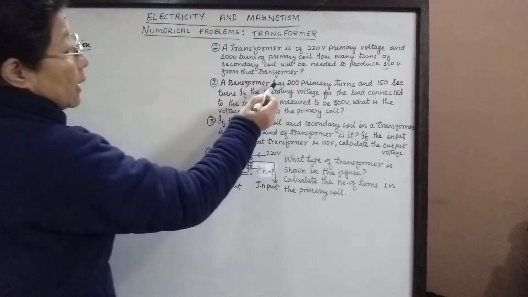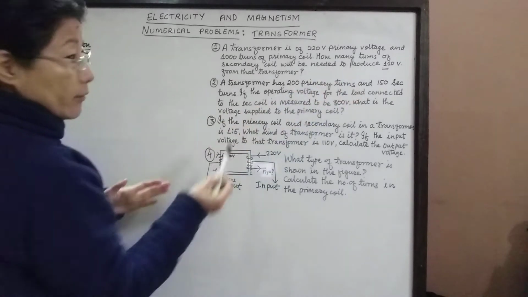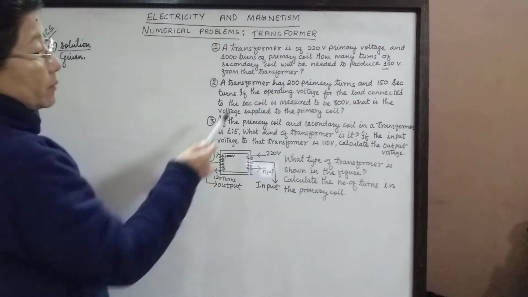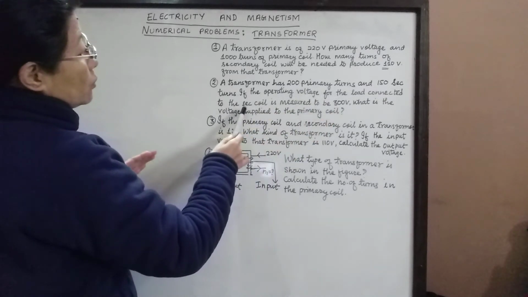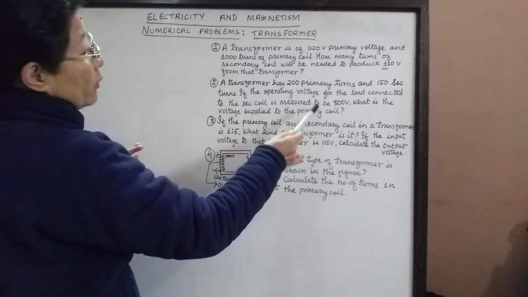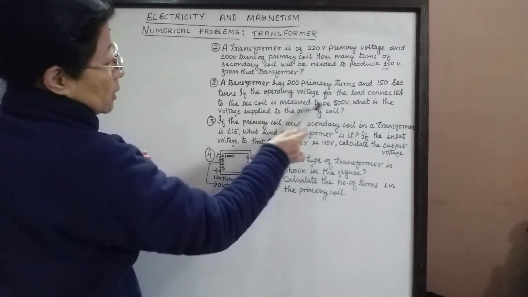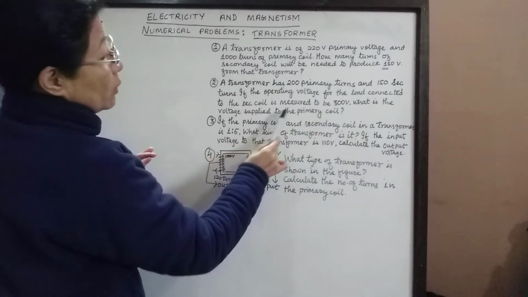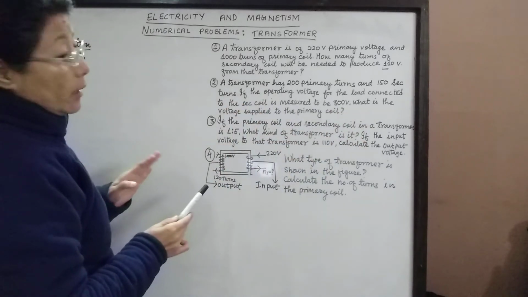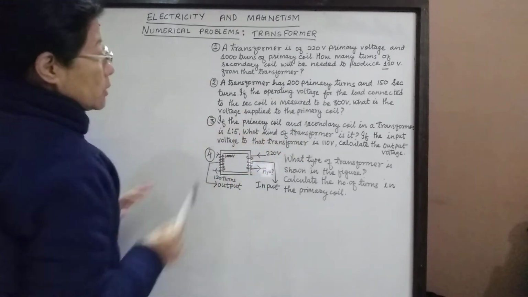A transformer has 200 primary turns and 150 secondary turns. Okay, language is very simple. If the operating voltage for the load connected to the secondary coil is measured to be 300 volt, secondary coil voltage 300 volt, what is the voltage supplied to the primary coil? Now you have to find primary voltage. So this is the question.